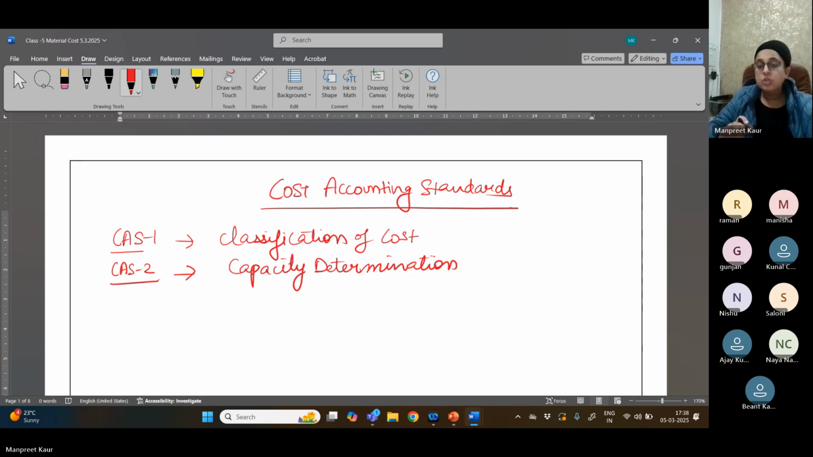Installed capacity means how much production can be done through machines. That is the installed capacity of the machine. One machine can manufacture 1000 units of pen in a day. That is the installed capacity of a machine. How much capacity was utilized, that is the utilized capacity. It comes under the CAS 2 capacity determination.